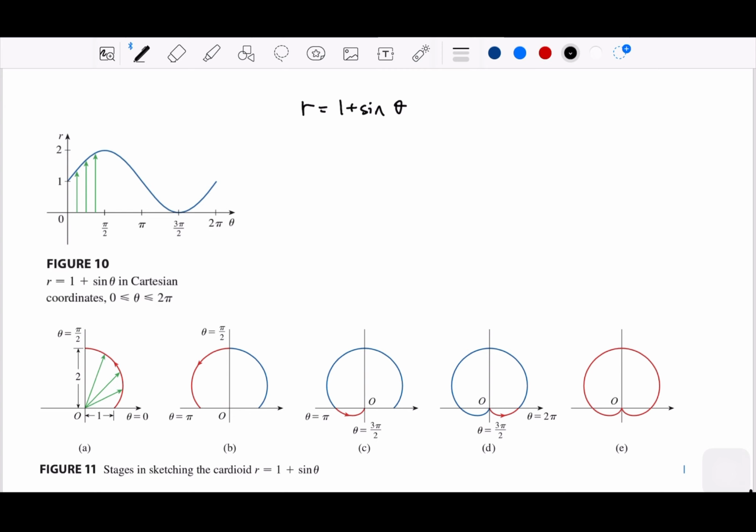And then take theta 3 over 2 pi, which is going to be in this 0 here. It's going to be 0. And then from this 3 over 2 pi up until 2 pi, it's going to be back into the original position. Okay? And it's going to be like this. This is what we call the cardioid. It's like a heart. So we call this a cardioid.